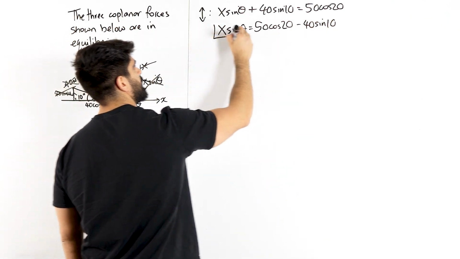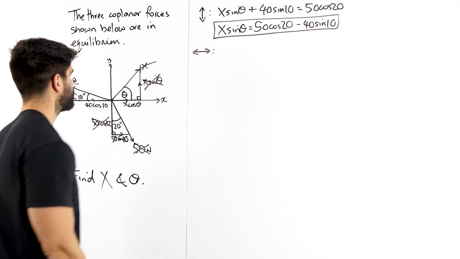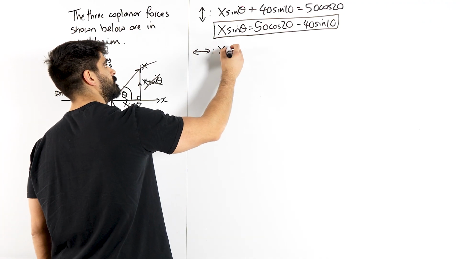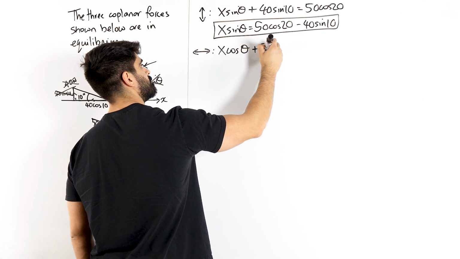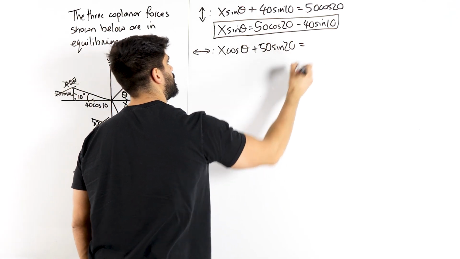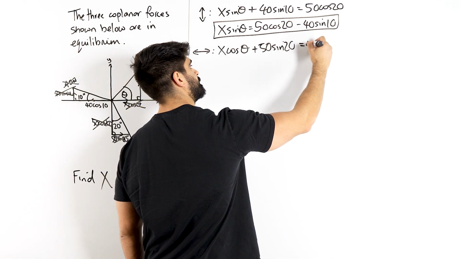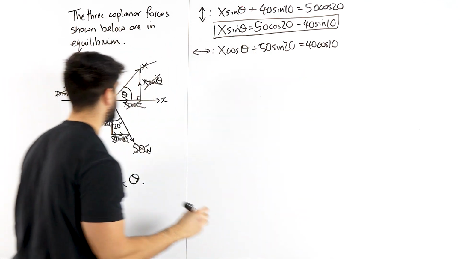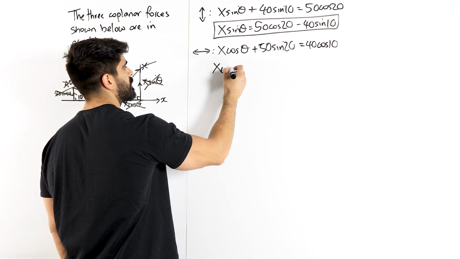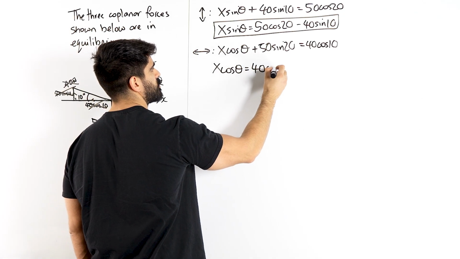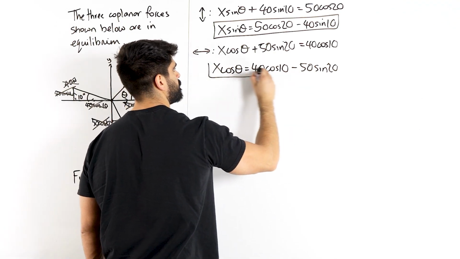Okay, now let's look at the left and the right. So looking at my left and right: x cos theta. Anything else? Yep, 50 sine 20. Must be equal to 40 cos 10. Has everything been ticked off? Yeah, it's looking good. So we rearrange: x cos theta is 40 cos 10 minus 50 sine 20.